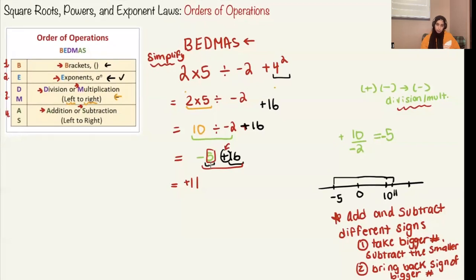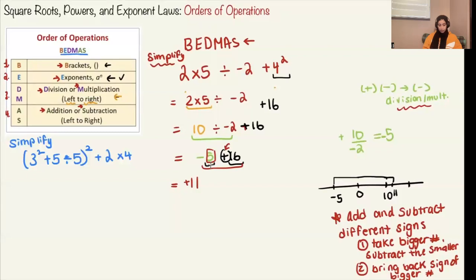Let's do another quick example here. Let's say I tell you you have 3 squared plus 5 divided by 5, all squared, plus 2 multiplied by 4. Let's just multiply a bunch of stuff. So I tell you again, I say simplify. Again, you want to do the order of operations in order of BEDMAS.